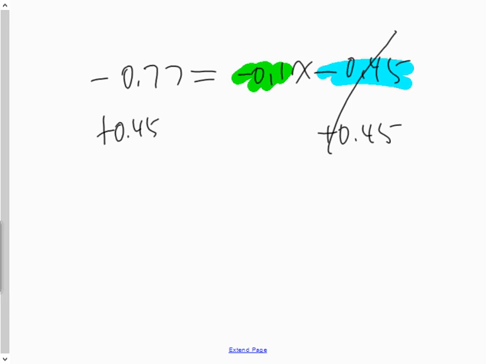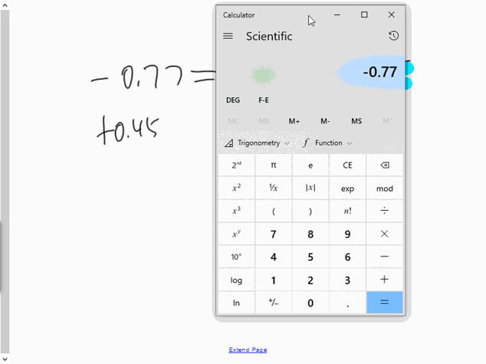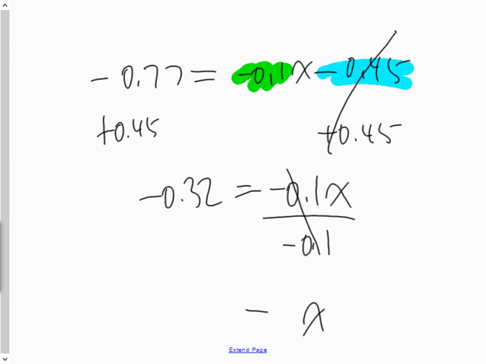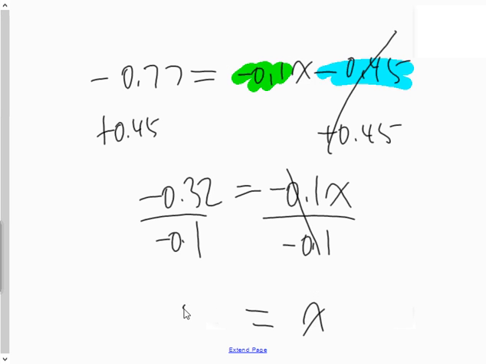My brain can't do that without a calculator. So negative 0.77 plus 0.45 equals negative 0.32 equals negative 0.1x. Divide both sides by your coefficient to isolate the variable, and x will equal, I know the answer to this, but I'm going to do it anyway. Negative 0.32 divided by negative 0.1 equals 3.2. Positive 3.2 is your answer.